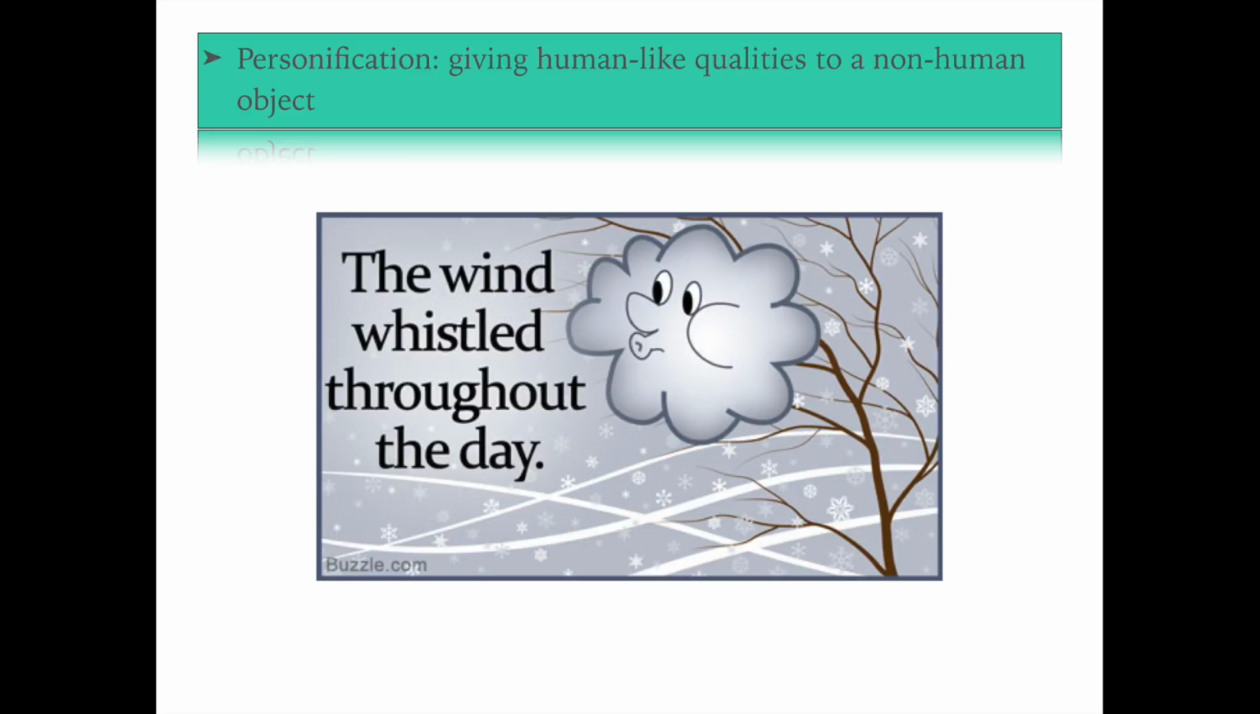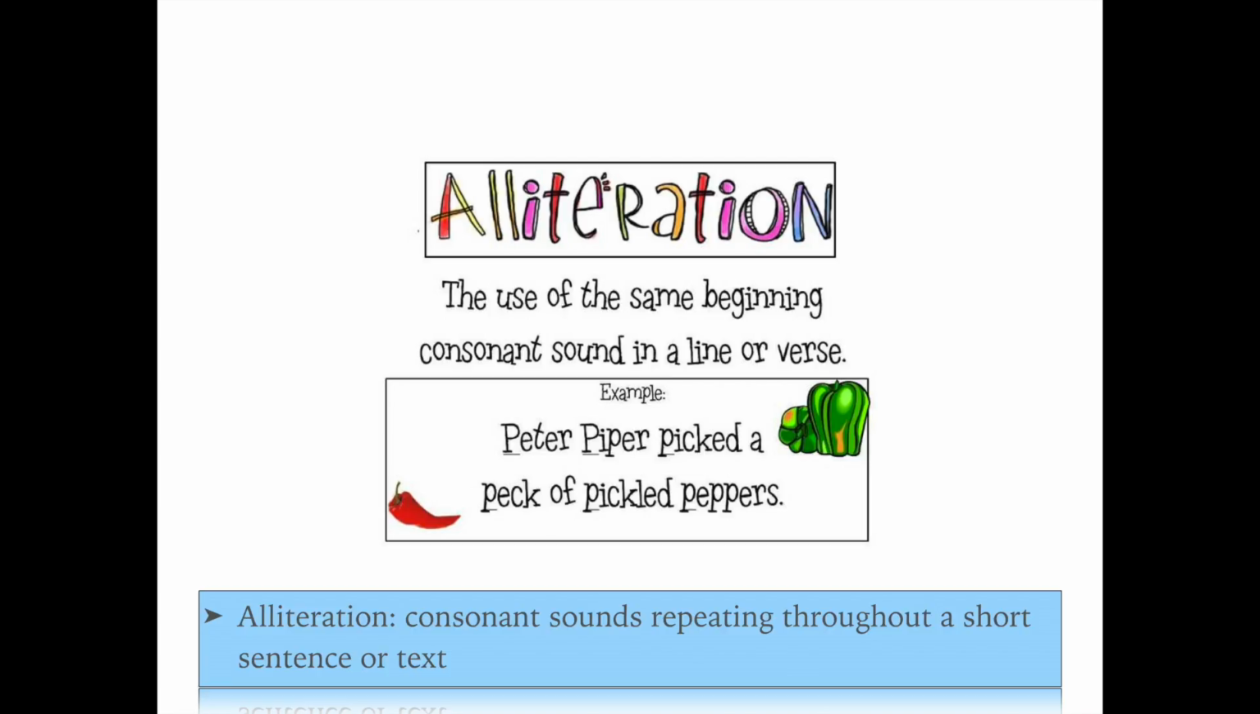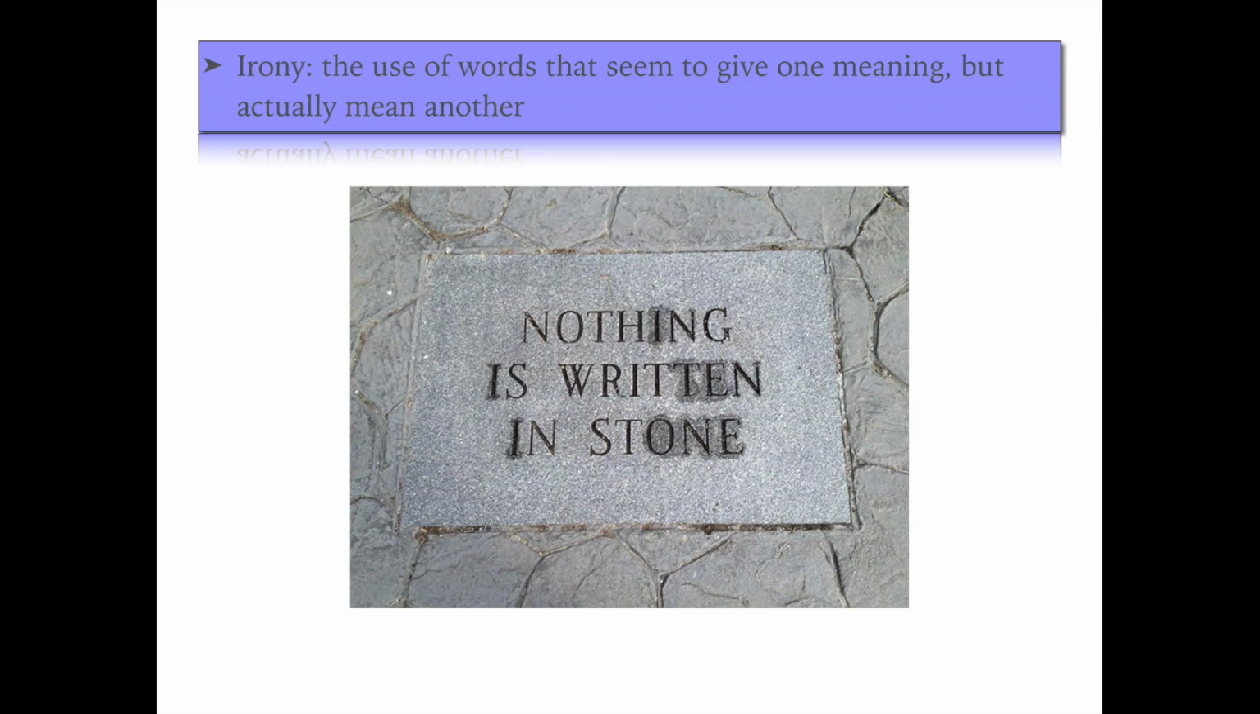Alliteration is when the consonant sounds repeat throughout a short sentence or text. An author of a text can use alliteration to make reading more rhythmic for the intended audience. Additionally, alliteration also sets the mood for a passage and can provide a negative or positive connotation. This is similar to onomatopoeia, which appeals to the sense of sound. The seventh and final technique we'll be discussing is irony.